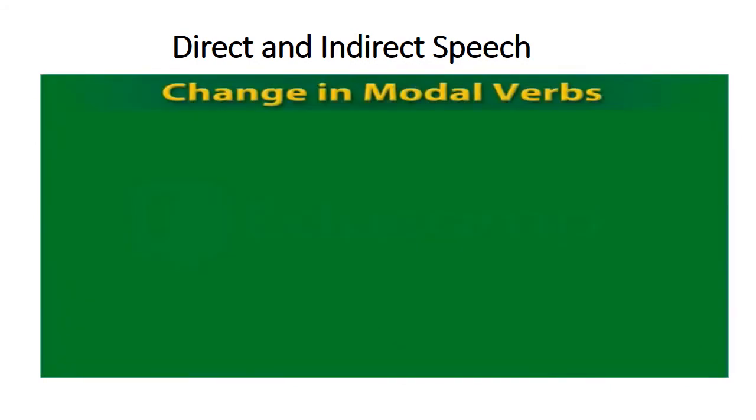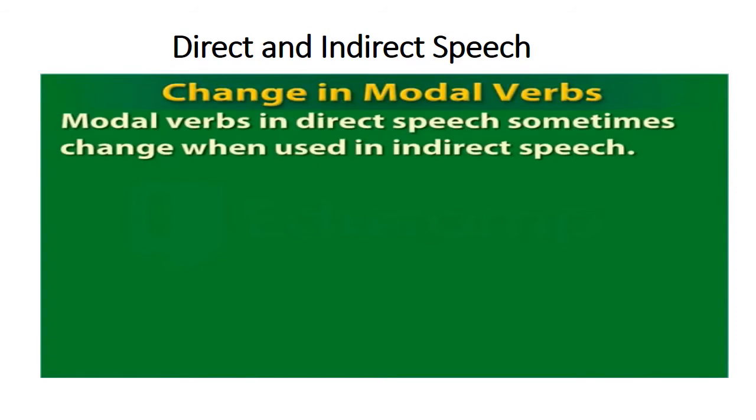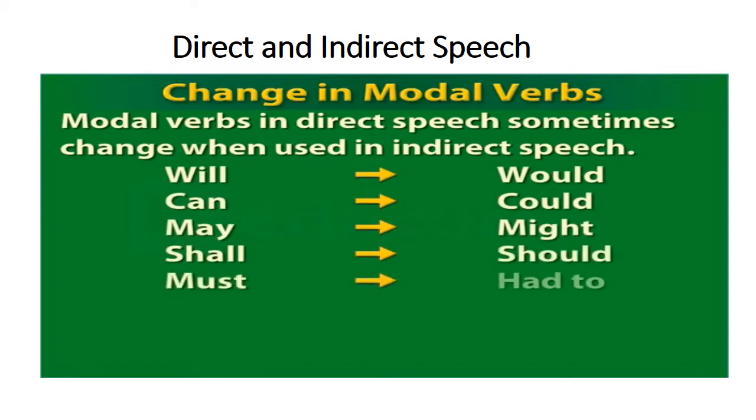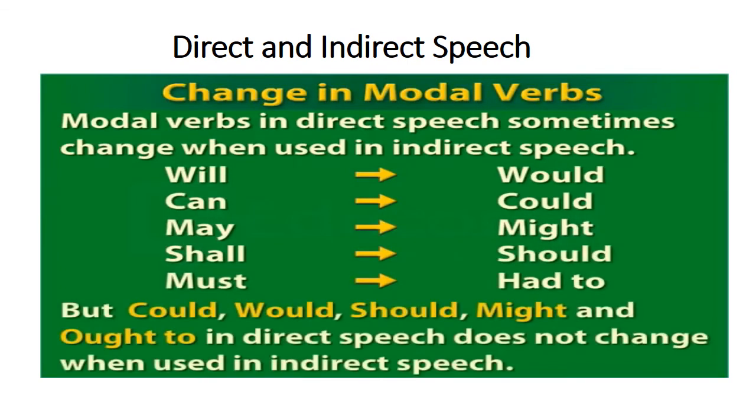Change in modal verbs. Modal verbs in direct speech sometimes change when used in indirect speech. Will changes to would, can changes to could, may changes to might, shall changes to should, must changes to had to. But could, would, should, might and ought to in direct speech do not change when used in indirect speech.